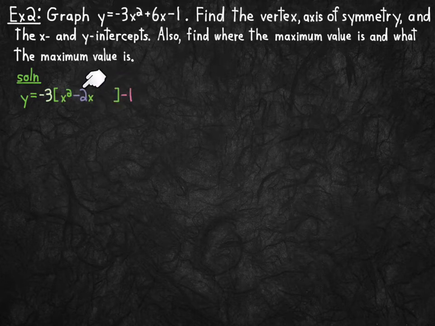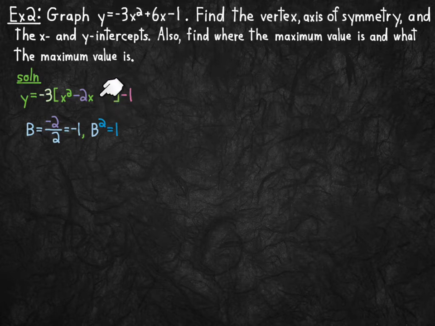Then take half of this term here, so that'll be negative 1, and call that capital B. So I just wrote it out, it's negative 2 over 2, so you can see where the negative 1 came from. So that's negative 1. Then B squared will be 1. Right? And then what I do is inside the brackets, I add 1 and subtract 1.